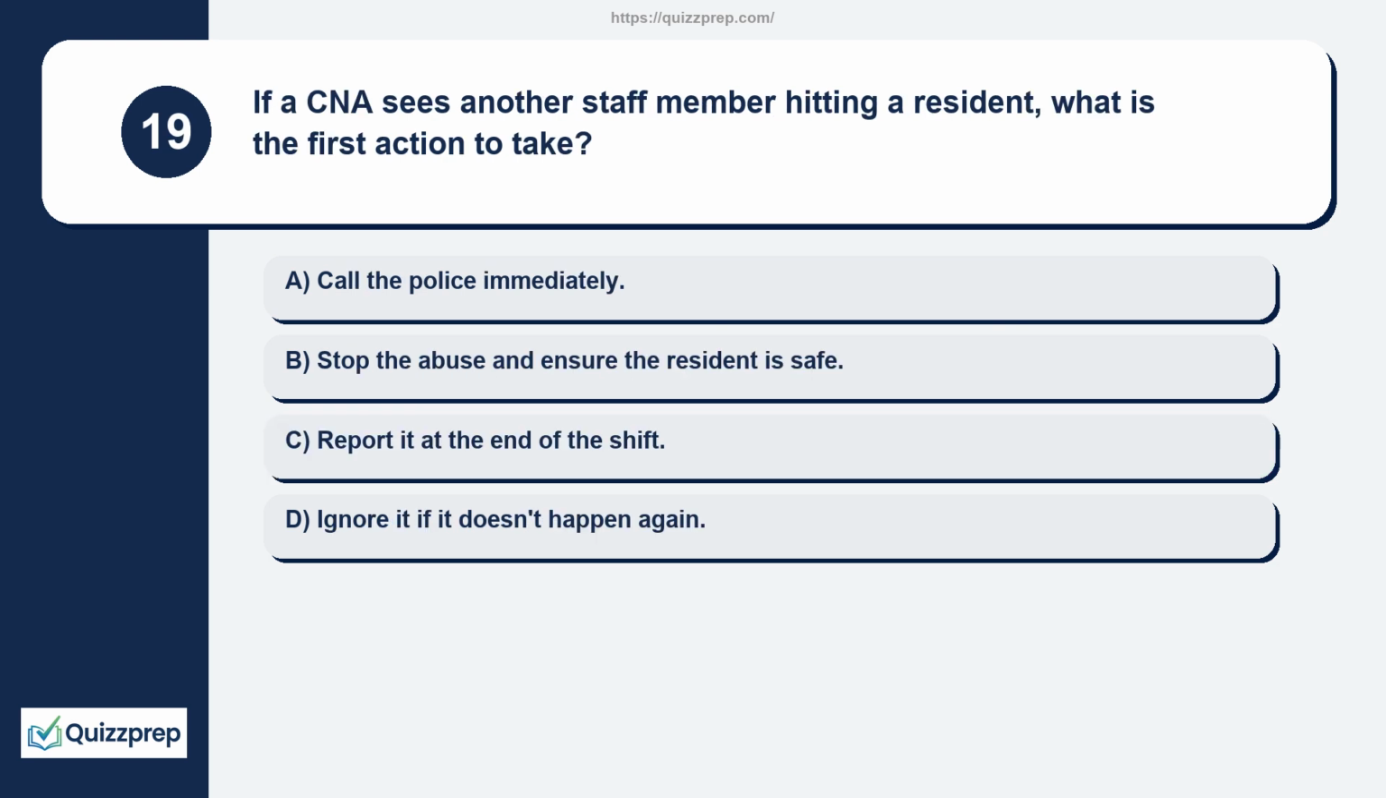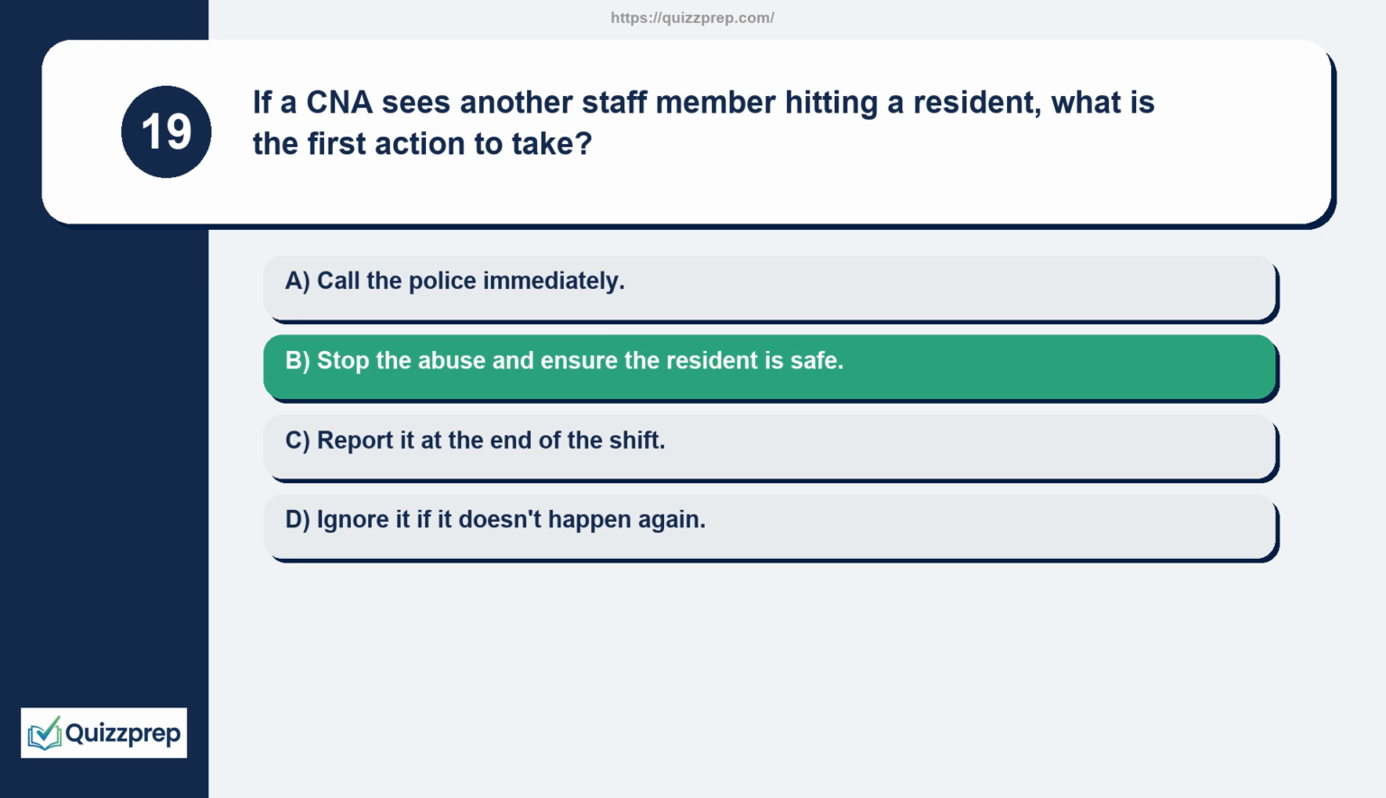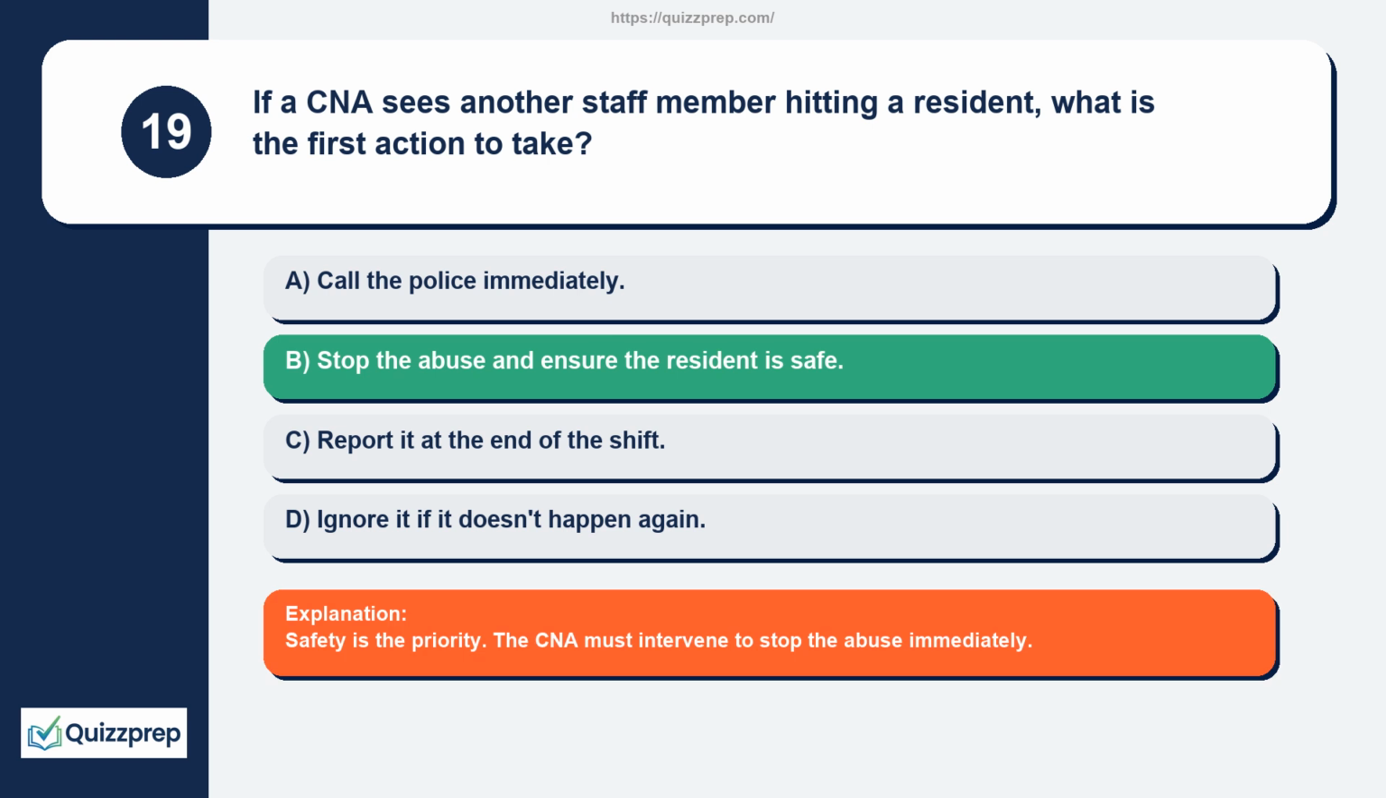Question 19. If a CNA sees another staff member hitting a resident, what is the first action to take? Call the police immediately. Stop the abuse and ensure the resident is safe. Report it at the end of the shift. Ignore it if it doesn't happen again. Safety is the priority. The CNA must intervene to stop the abuse immediately.